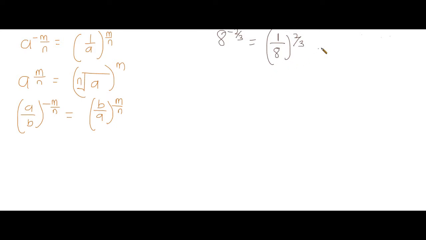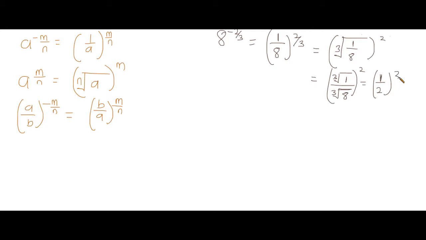And solving this further using the second law, this will be the cube root, because the denominator always comes down, the numerator always stays up. So that's the idea. 1 over 8 all raised to power of 2. I can share the root between the fraction, and this will be the cube root of 1 and the cube root of 8. And the final answer will be raised to power of 2, and that will be 1 over 2 all raised to power of 2.